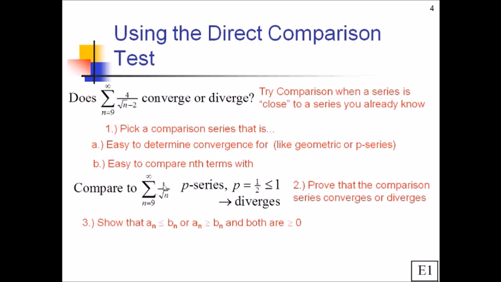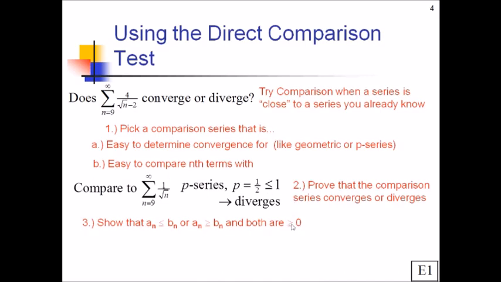And if you look in the numerator, 1 is smaller than 4. So overall, then, our fraction is going to be smaller for our comparison series. So we want to write our comparison series is less than or equal to the original. Again, we also want to make sure we show that both of them are bigger than or equal to 0.